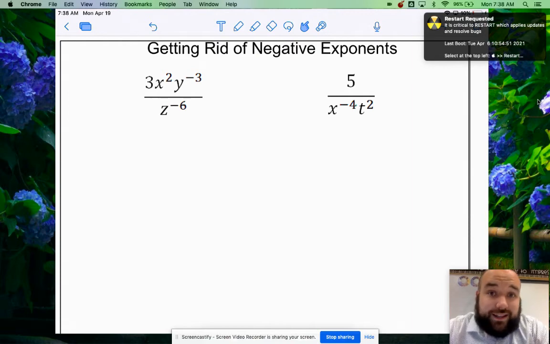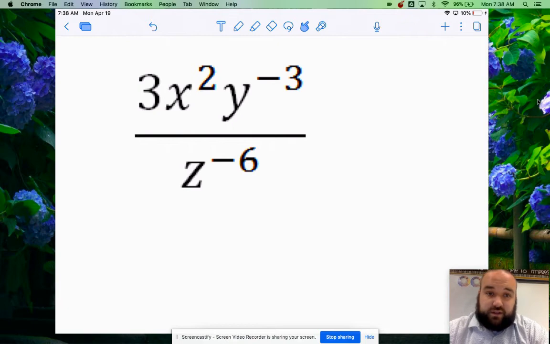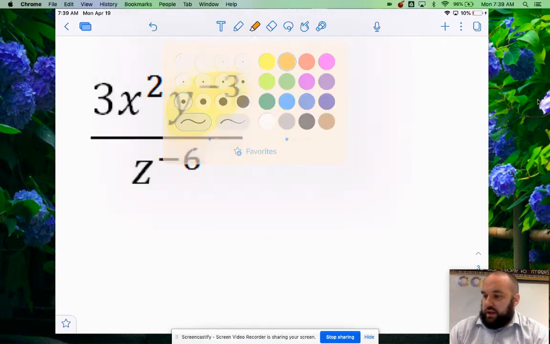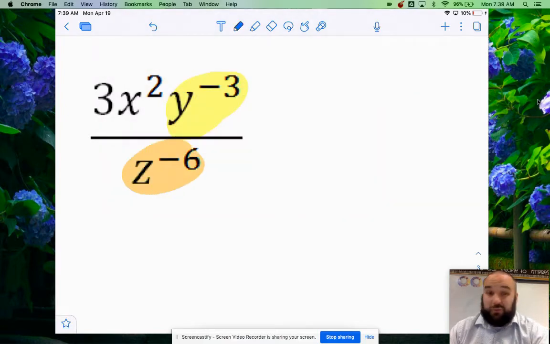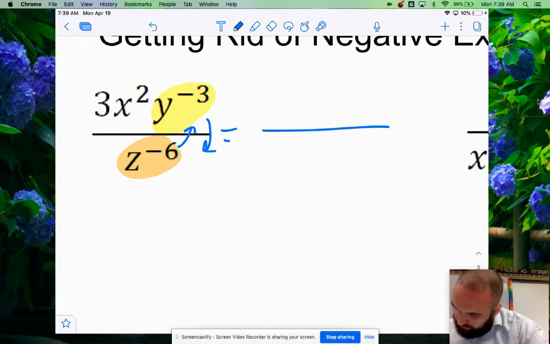Okay, so something like this: 3x to the second, y to the negative third, z to the negative sixth. I don't know the value of x, y, or z, so I can't plug in any numbers. But this variable has a negative power, so it's got to move, and this variable has a negative power. So basically what's going to happen is all I can do here is make them switch places. So what we have then is the 3x squared is going to stay the same.